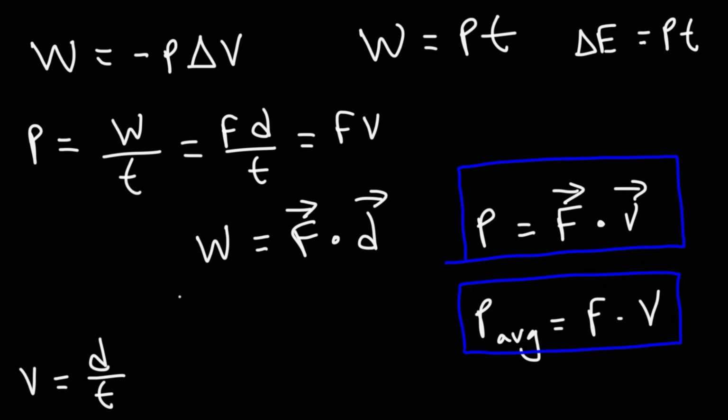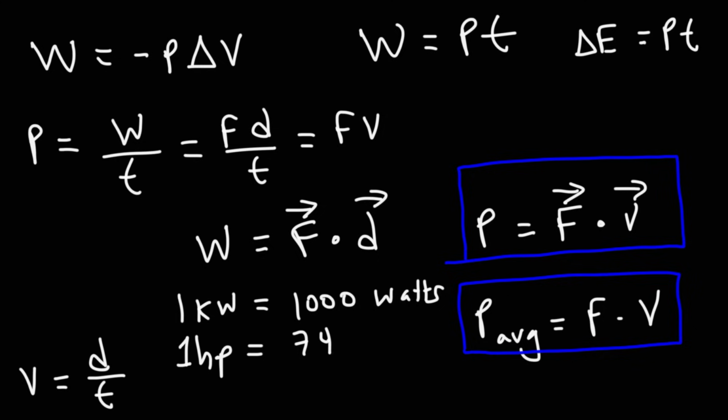Now we talked about watts. It's good to know that a kilowatt is 1,000 watts. And if you come across this unit, the horsepower, 1 horsepower is 746 watts. So those are some conversion factors that you want to be familiar with.